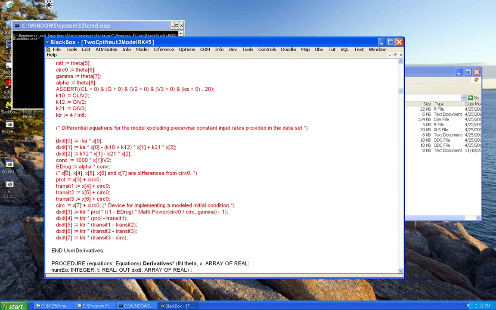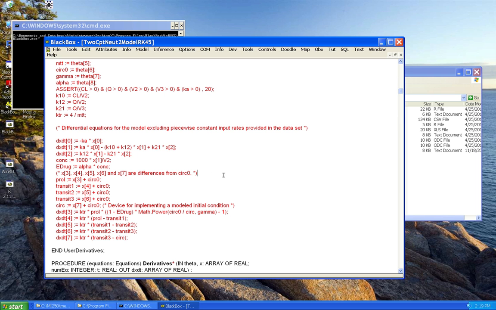And you'll see the comment in here that the compartments that correspond to those are the ones where the amount in those compartments is x3, x4, x5, x6, and x7. So that's those 5 compartments. And I'm going to describe those all in terms of change from baseline, or as I said here, as difference from the circ0 value here.